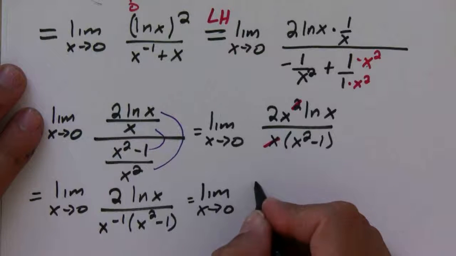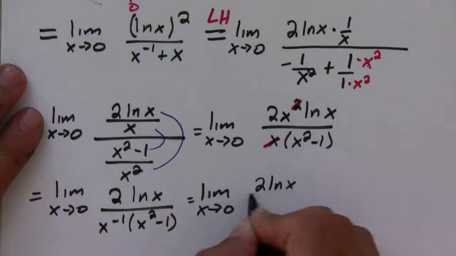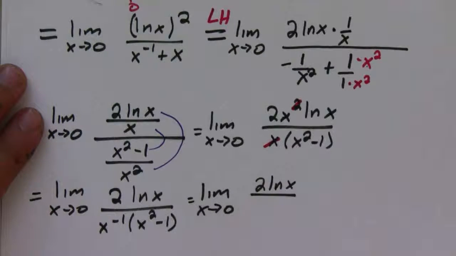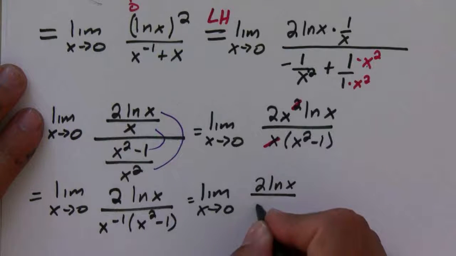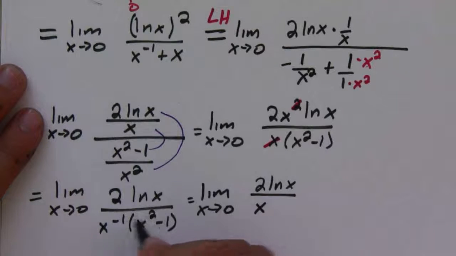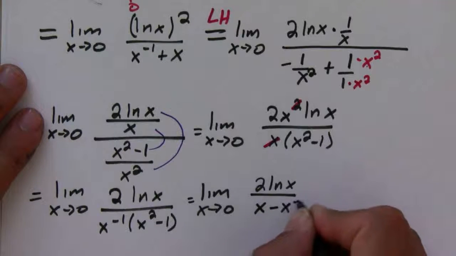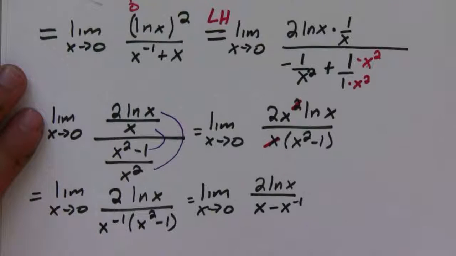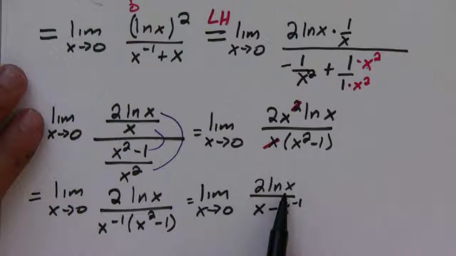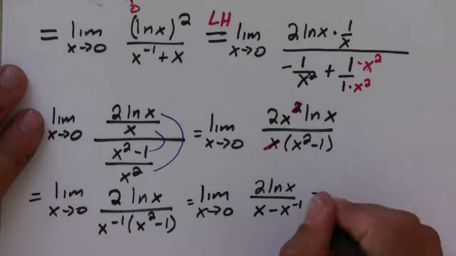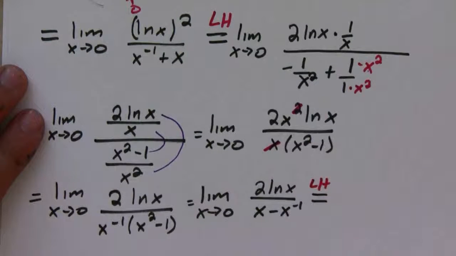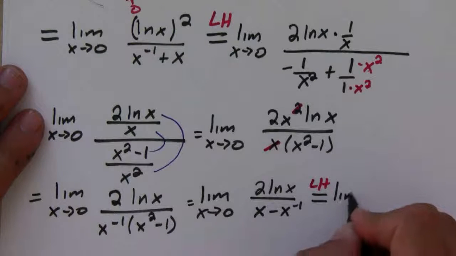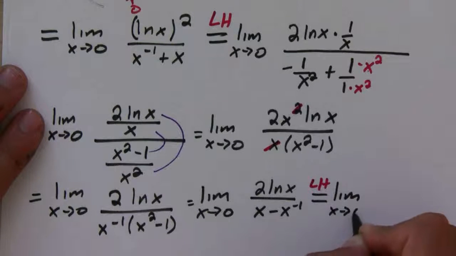So let's take a look at what we have here. 2 ln of x over, on the bottom now I'm going to have just x. If I distribute the x to the negative 1, x minus x to the negative 1. Okay, now I have again infinity over infinity, and if I use L'Hopital's rule, I'm almost running out of room here. But we must continue.